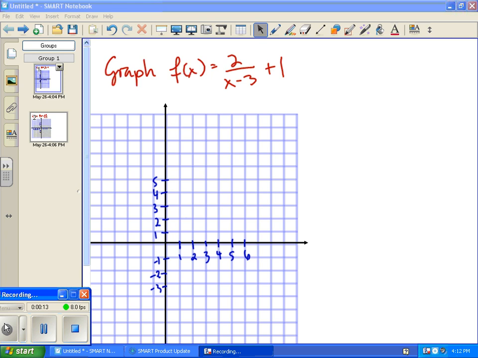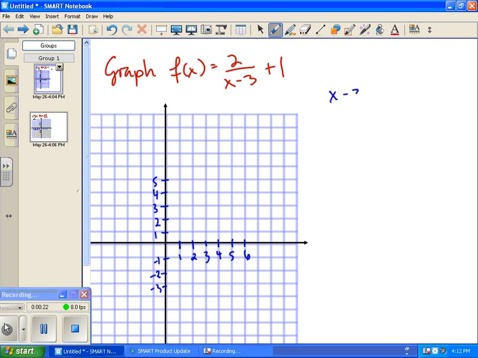So how we find the vertical asymptotes is looking at the denominator and seeing what makes the denominator equal to 0. So we have x minus 3 equals 0. So when we solve that, it's x equals 3. So we have just one vertical asymptote, and that's at x equals 3. So we're going to graph that.